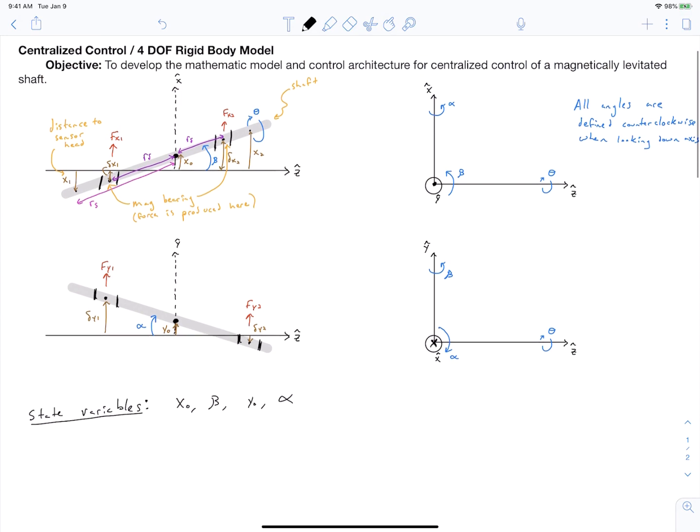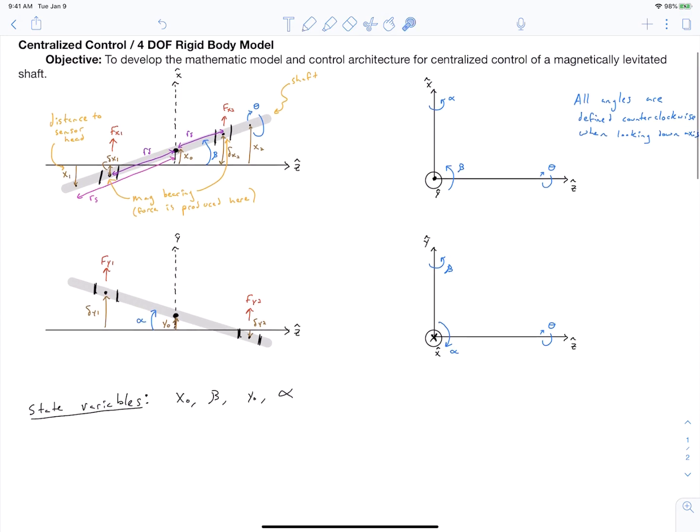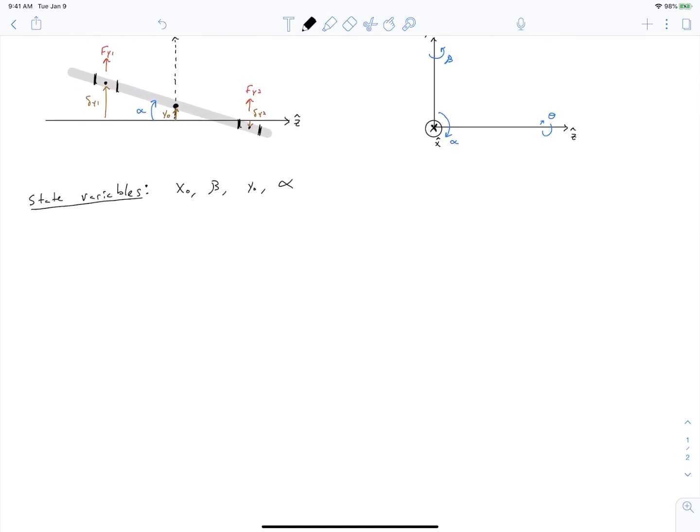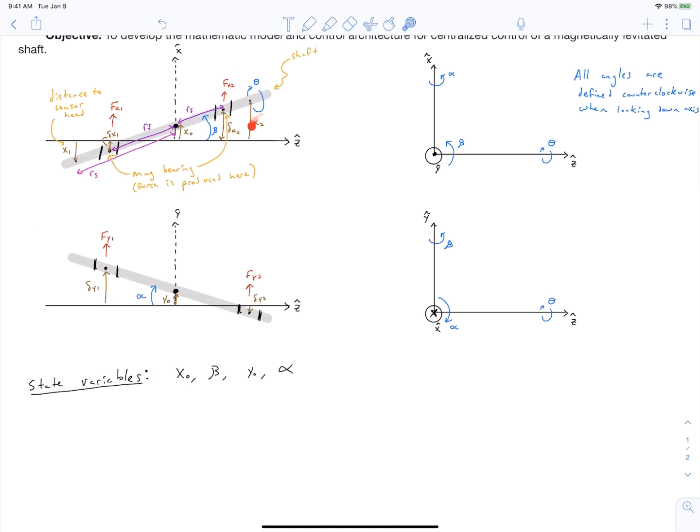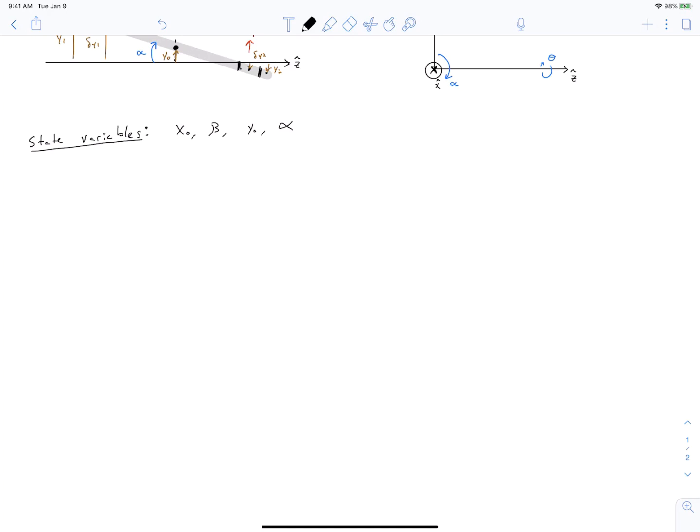So here I've listed our state variables, which are the variables that we've been talking about up above. And the first thing to note is that we want to be able to calculate what our state variables are based on measurements. So our position sensors are again measuring this distance x2, x1, and I didn't label it on here, but also a y2 and a y1. And we need to convert that into our state variables.